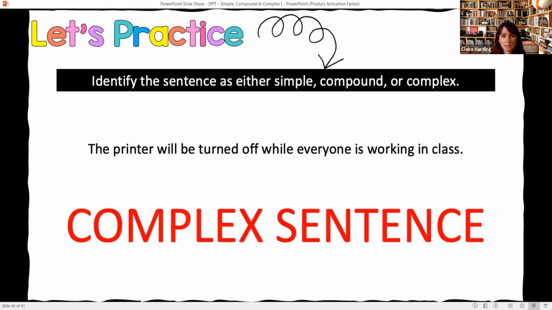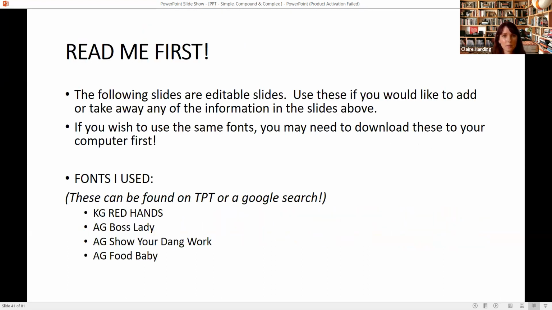It's a complex sentence. Why is it a complex sentence? Well, it has an independent clause and a dependent clause. Independent clause is the printer will be turned off. The dependent clause is while everyone is working. If someone said to you while everyone is working, you'd be waiting for them to finish that sentence. So that makes it not an independent clause. It's a dependent clause. We're waiting for something more. It's not quite finished if we just said that.